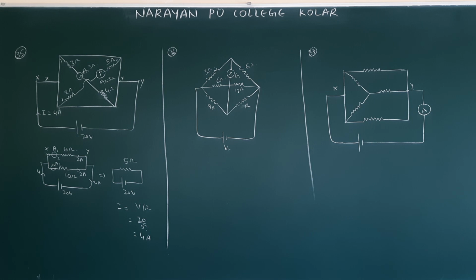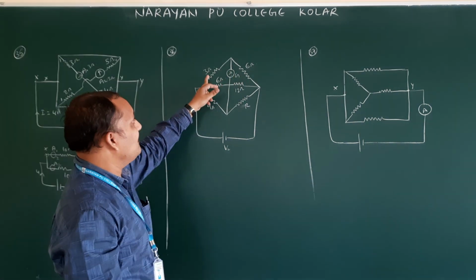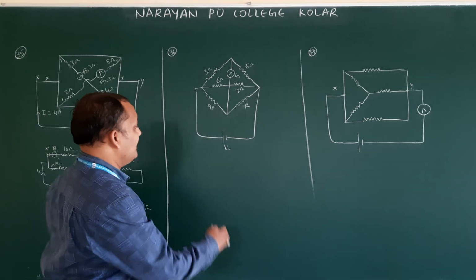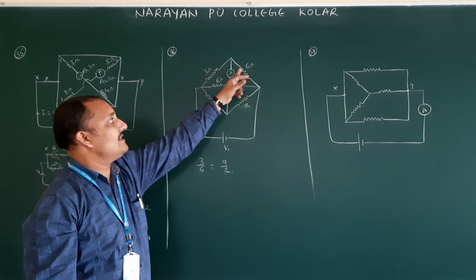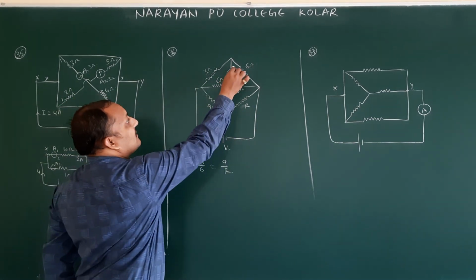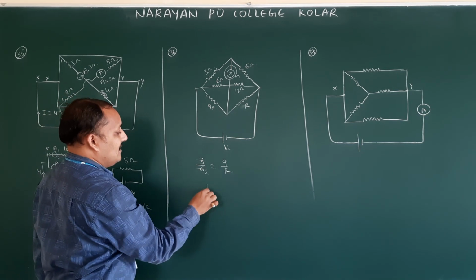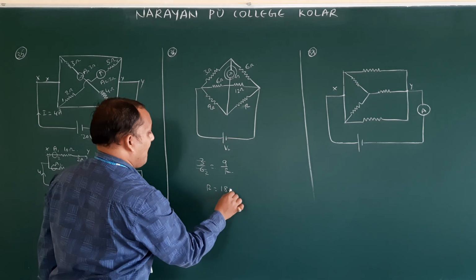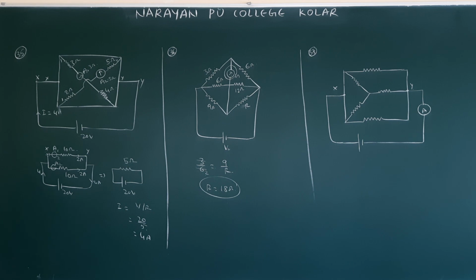Next, question number 36. In the given diagram, no deflection is shown by the galvanometer. Then find the value of the unknown resistance R. No deflection in the galvanometer means the bridge is balanced, so 3 by 6 is equal to 9 by R, and the galvanometer current is 0. Therefore R is equal to 18 ohms, option 3.